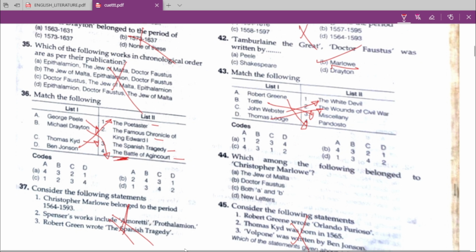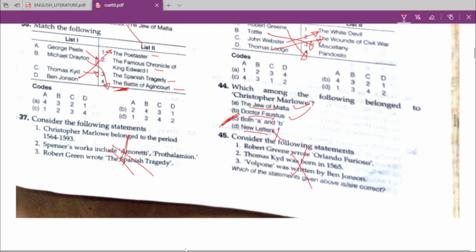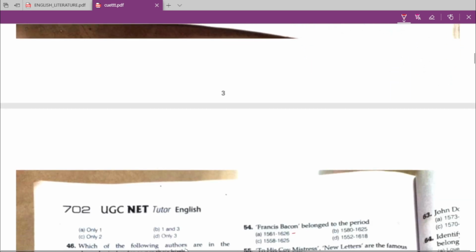So Robert Greene, Pandosto; Tottel's Miscellany; John Webster, The White Devil; and Thomas Lodge, The Wounds of Civil War. Next question. Which among the following belong to Christopher Marlowe? The Jew of Malta, Dr. Faustus, New Letters. So it is actually both A and B. The Jew of Malta and Dr. Faustus were written by Christopher Marlowe. Next question.